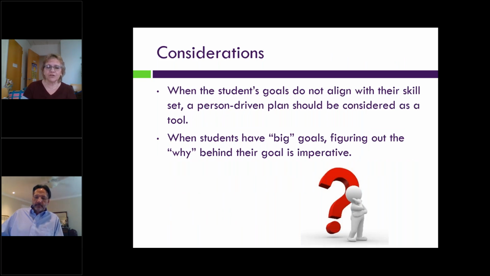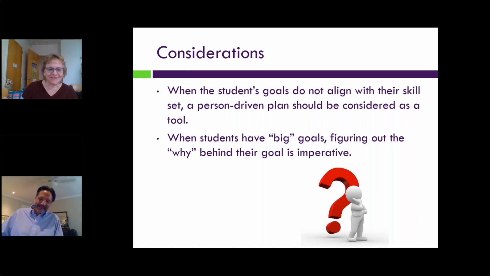So some considerations when you're talking about aligning those goals and talking about goals. That family participation and the student participation is, oh, wait a minute, I'm on my wrong slide here. The considerations.